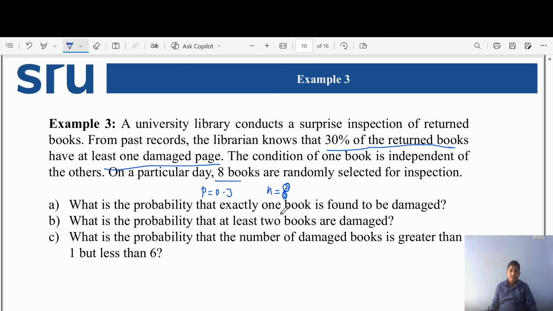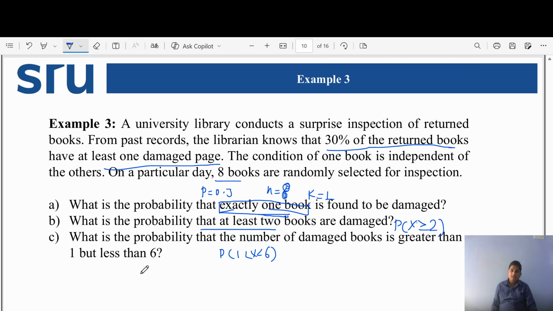So what is the probability that exactly one book is damaged? Exactly one book, so this is the key factor. Exactly one book means k is equal to 1. What is the probability that at least 2 books are damaged? At least 2 books means at least 2. What is the probability that the number of damaged books is greater than 1 but less than 6? Greater than 1 and less than 6.